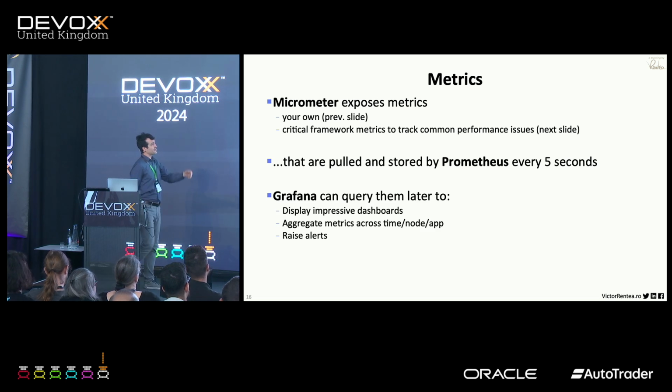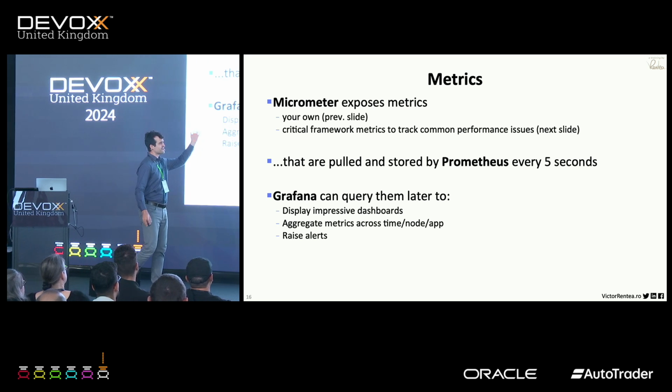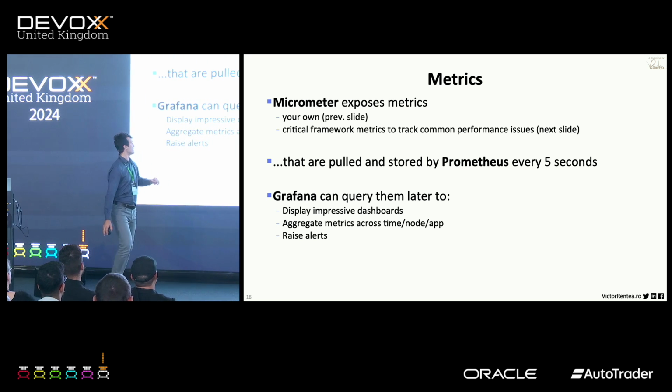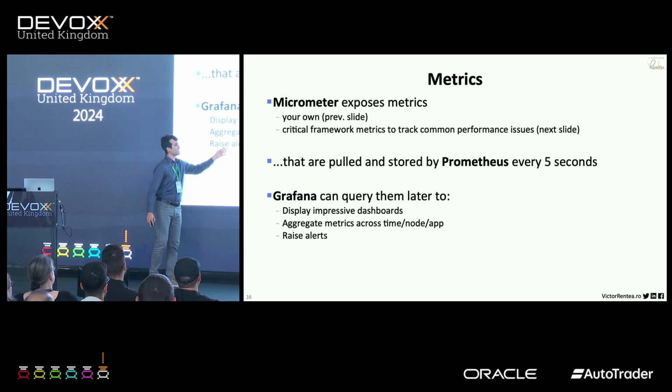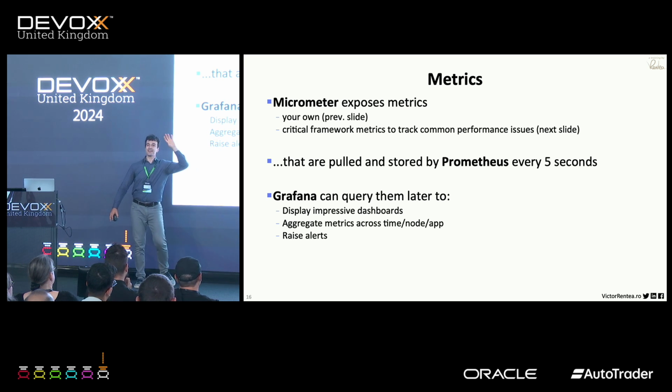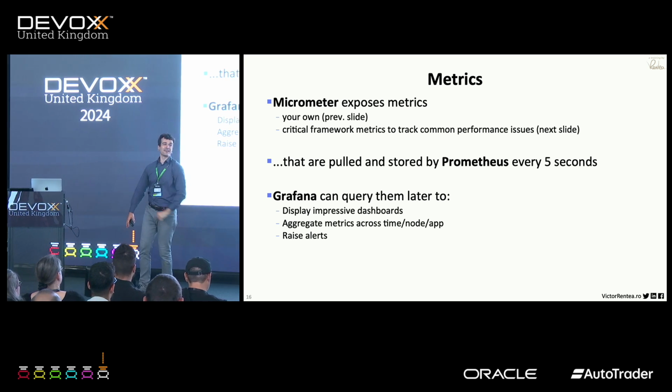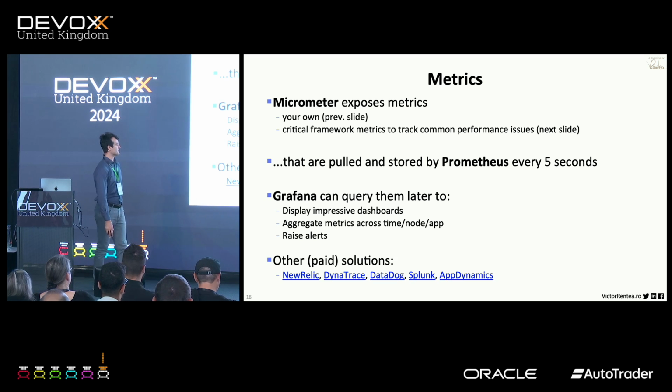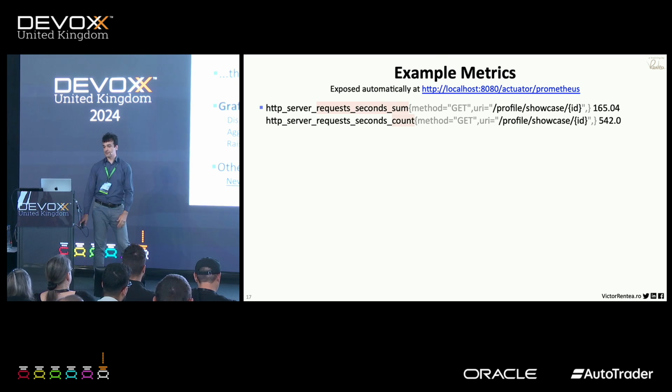So these metrics are collected and stored by Prometheus, and then maybe Grafana, just some names, presents these in some impressive charts. And yeah, you can put alarms. You can get woken up in the middle of the night because some metric got too high. Of course, there are many other paid solutions.